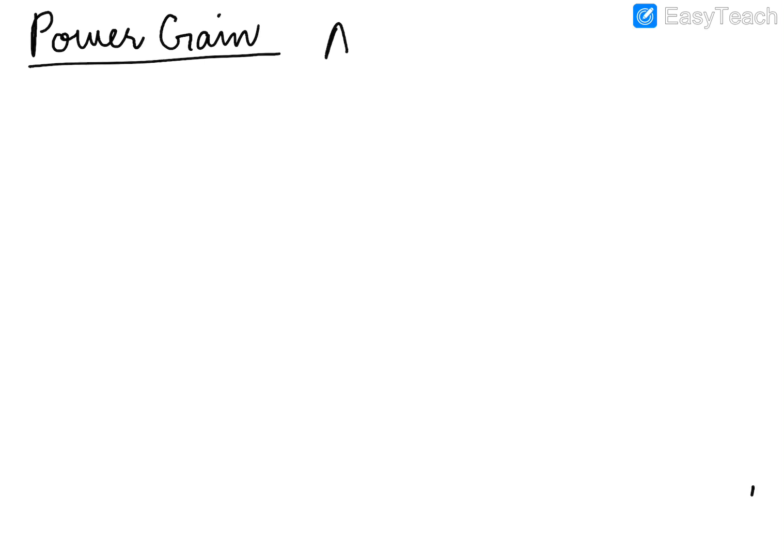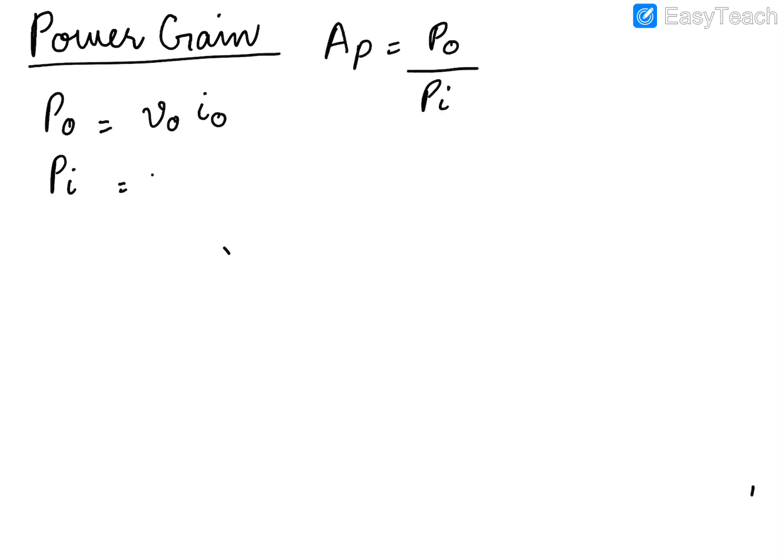So the power gain is simply measured using the ratio of output power divided by input power. The output power is basically V naught multiplied by I naught, and input power is Vi into I input.